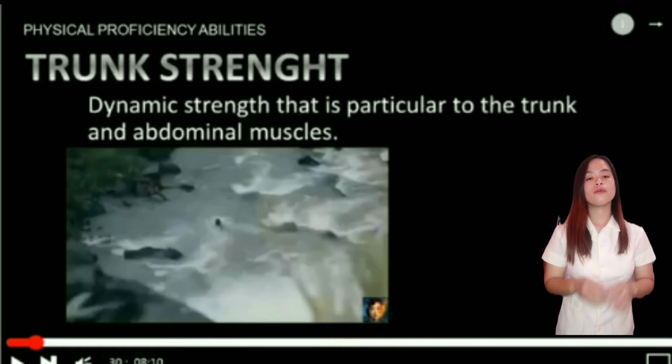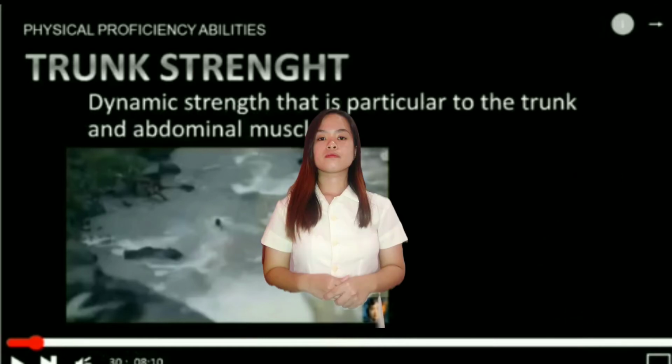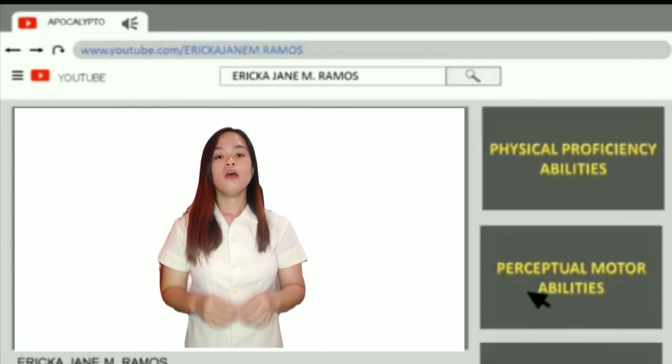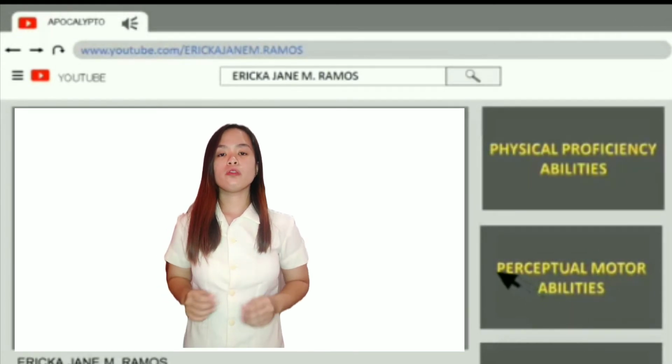So this is an example of trunk strength because he uses his trunk and abdominal muscles. So we are now done with the physical proficiency abilities. Now let's proceed with the perceptual motor abilities.